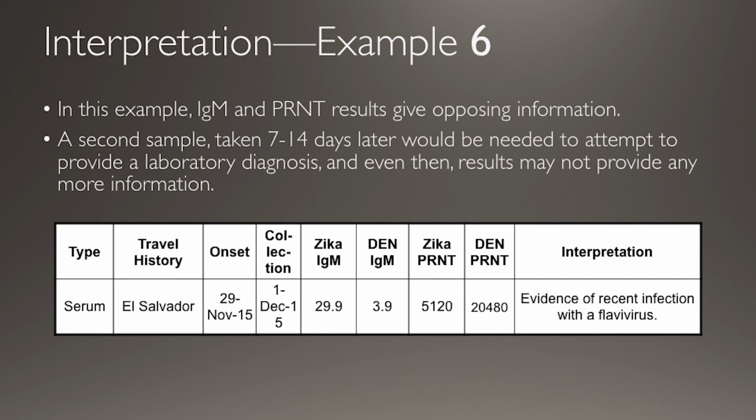This is an example of where IgM and PRNT give opposing information. A second sample taken 7 to 14 days later would be needed to attempt to give a laboratory diagnosis, and even then, a result more informative than this might not be forthcoming. As a general rule, primary infections are fairly easy to diagnose via laboratory results. Those who have lived for part of their lives in a dengue endemic area and will likely have had prior exposure to one or more flaviviruses are much more difficult to give a definitive laboratory diagnosis for. Hence, the importance of clinical correlation cannot be stressed enough.